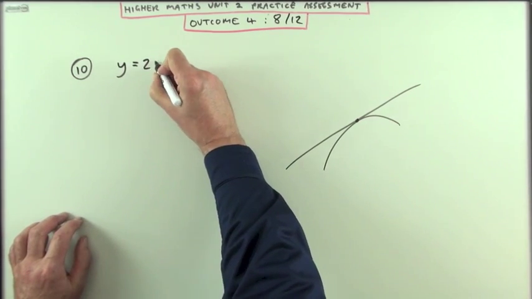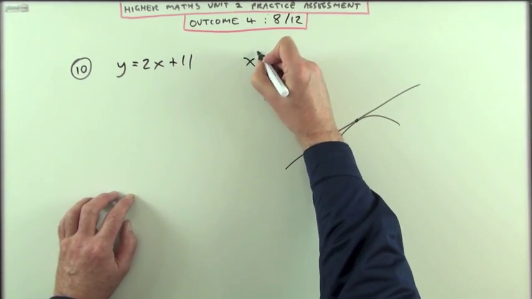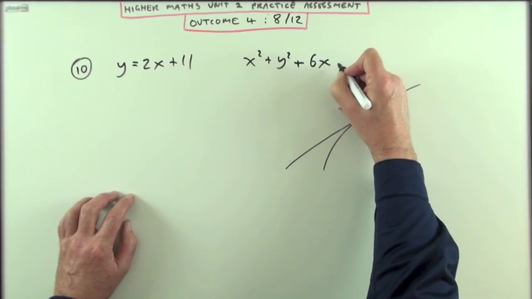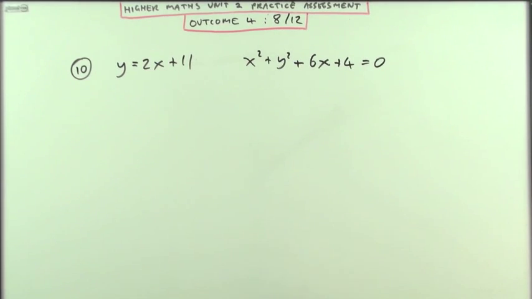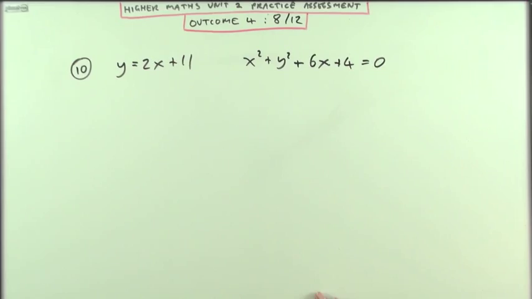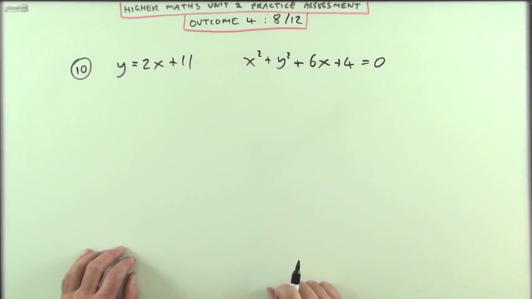if you had the line y equals 2x plus 11, and the circle x squared plus y squared plus 6x plus 4 equals 0. I've deliberately missed out the y term because in all the variations of the NAB there isn't a y term. Perhaps just to simplify the algebra slightly for you. Anyway, it says, is this line a tangent to that circle?